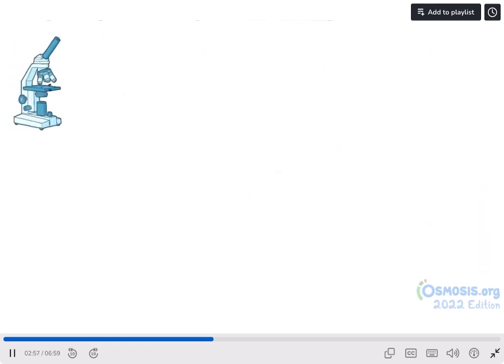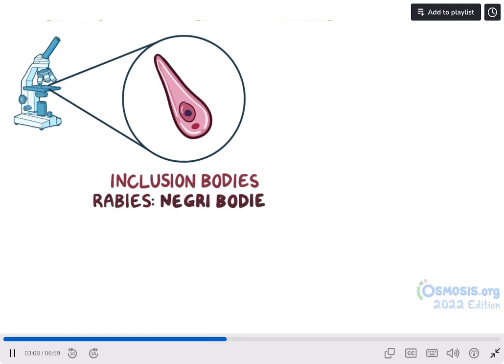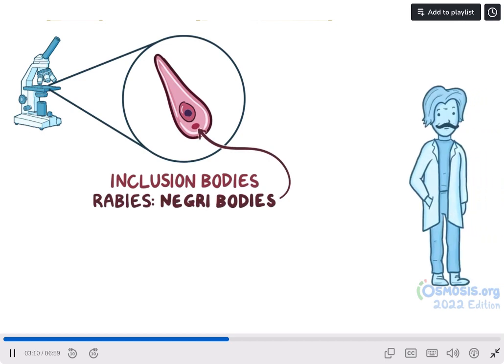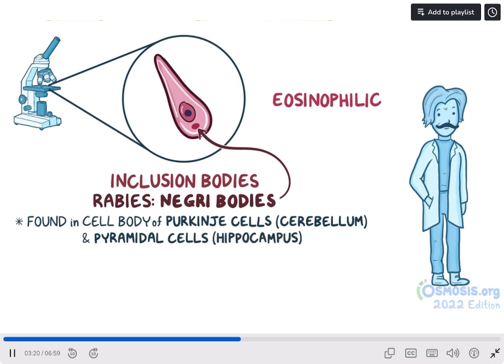On microscopy, CNS cells infected with rabies have inclusion bodies, which are basically little intracellular sacs full of viral proteins. With rabies, they're called Negri bodies, after the pathologist who discovered them. And they're usually found in the cell body of Purkinje cells or the cerebellum and the pyramidal cells of the hippocampus. They are eosinophilic, meaning they can be stained with an eosin dye, making them dark pink.